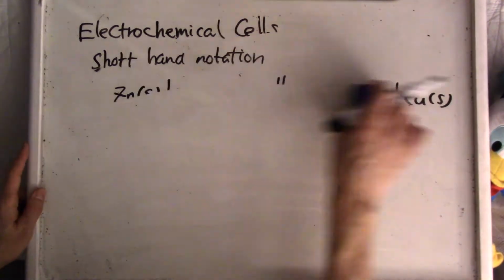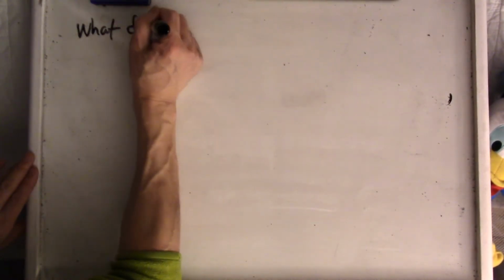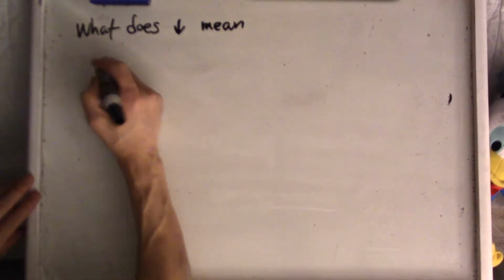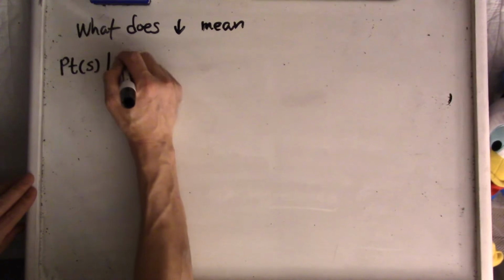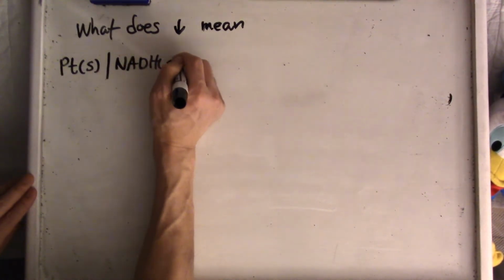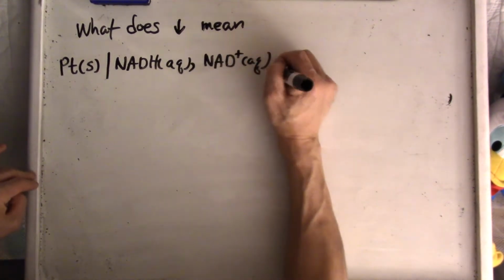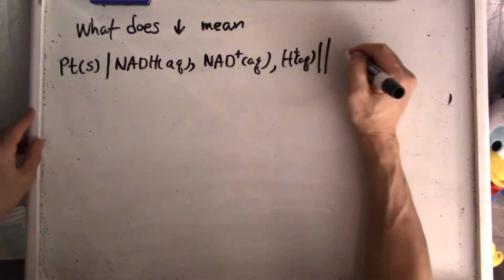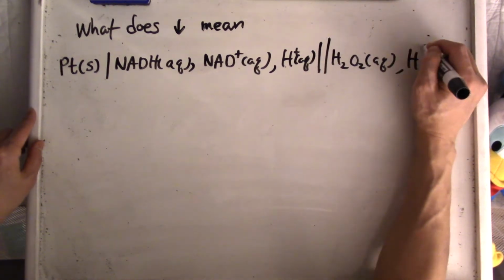I'm going to erase this because I'm going to run out of space. So let's do the shorthand notation again. I'll just give you one more example. What does this mean? And I'm going to write this looking pretty complicated stuff. So platinum, solid, bar, NADH aqueous, comma, NAD plus aqueous, comma, H plus aqueous, and then barrier, H2O2 aqueous, comma, H plus aqueous.